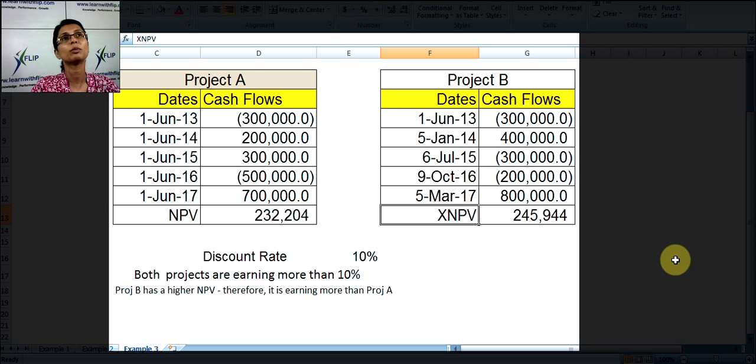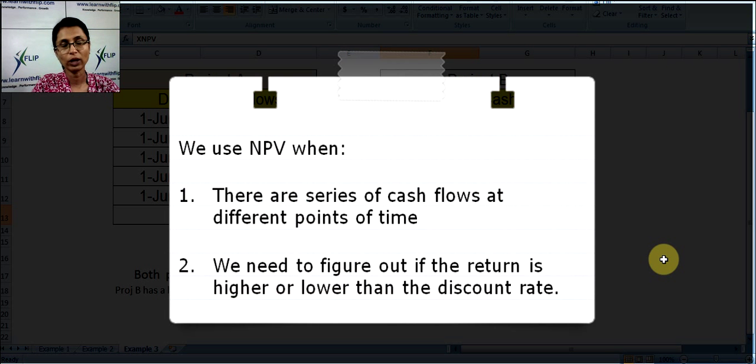But anyway, coming back to the point, we need to understand that we use the concept of NPV when there are cash flows at different points of time, and we need to figure out whether this series of cash flows is giving us a return higher or lower than our discount rate. We use an appropriate discount rate, either an alternative investment or a cost of borrowing. And if NPV is positive, we are earning more than the interest rate. Remember that NPV will give you a comparative return. So more than the discount rate. If NPV is negative, we are earning less than the discount rate.